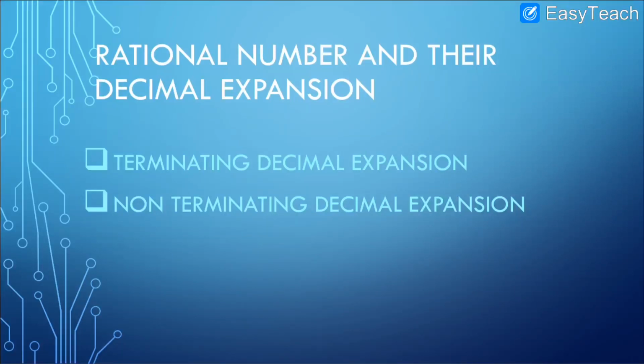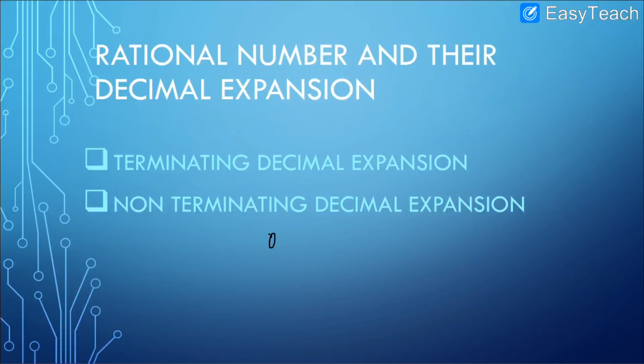Welcome to another session. In this session, I think this is the last topic from lesson 1, rational numbers and their decimal expansion. Every rational number has two types of decimal expansion: one is terminating decimal expansion and the other is non-terminating, which means repeating. It will never terminate.